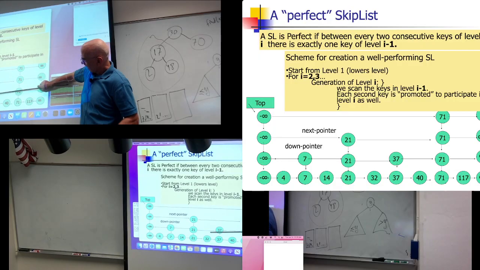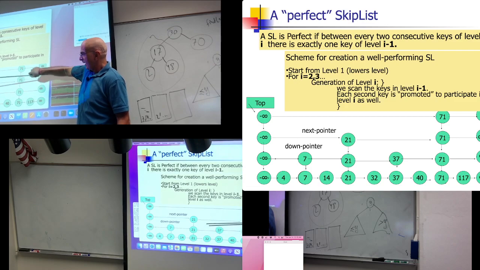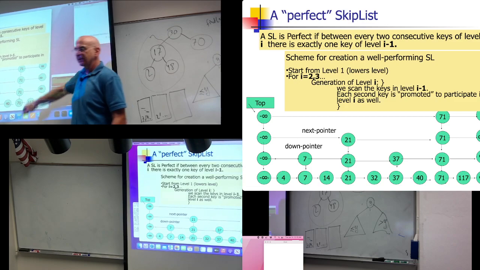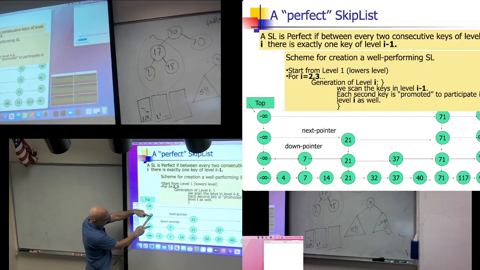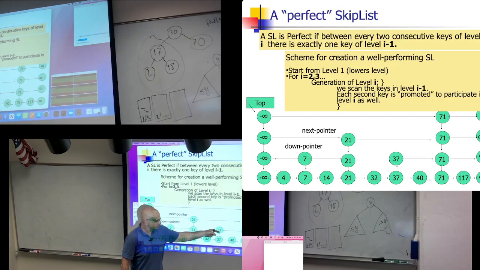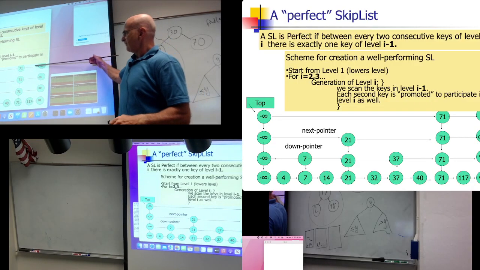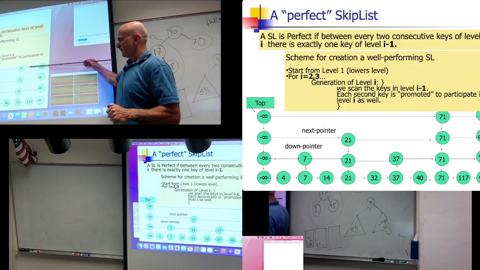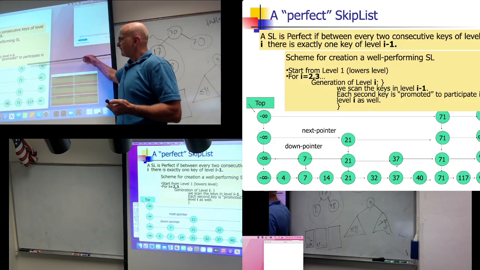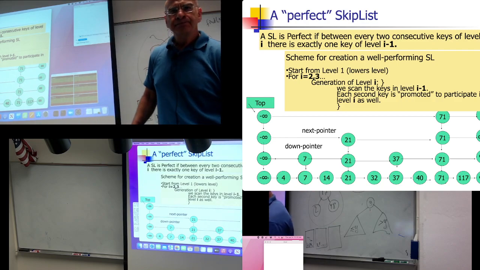Next, I'm done creating level 2. I'm up to creating level 3. How do I create level 3? Work on level 2 that you just built and do the same trick of promote, don't promote, promote, don't promote. And then you're moving to level 4. As long as level 3 exists, you use it to create level 4. And level 5 will already contain no keys.